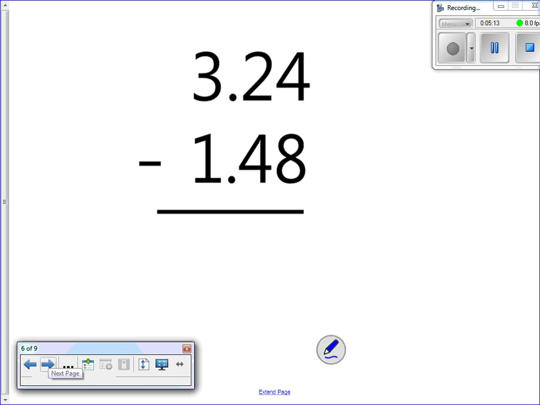Now I've got some decimals. Once again, I have these already lined up for you, but in your math journal, if you have to line them up when you write them on your scratch paper, you're going to go ahead and do that. You're not going to be able to use a calculator in today's lesson, so keep that in mind.